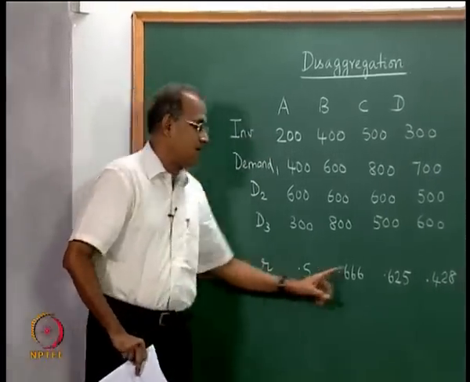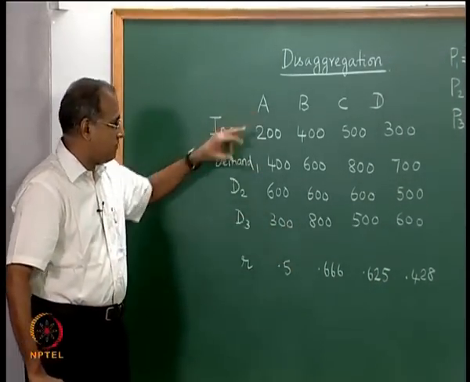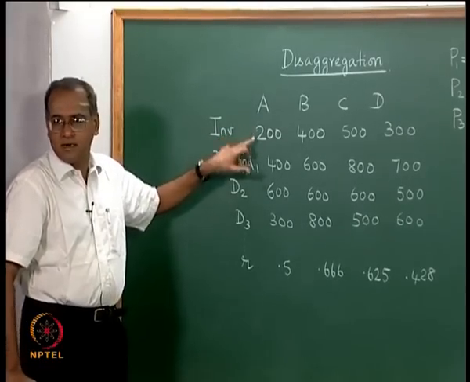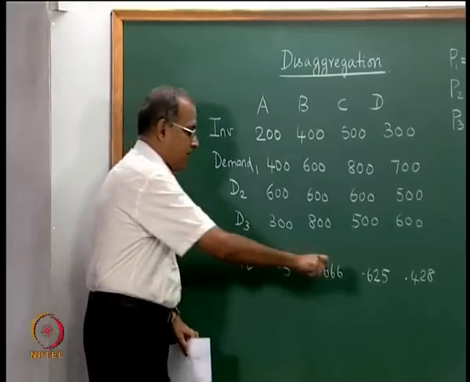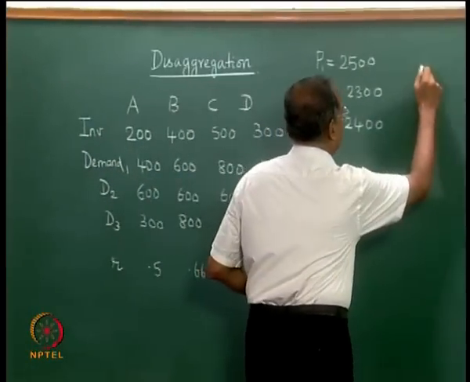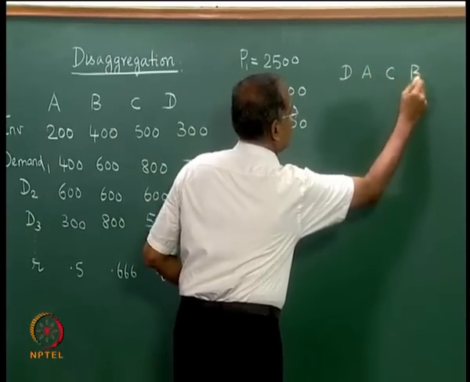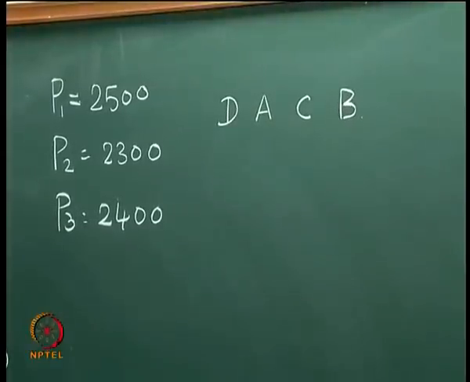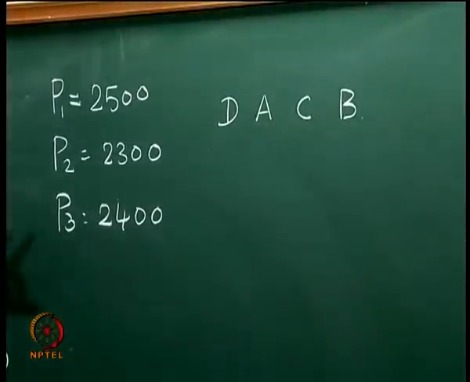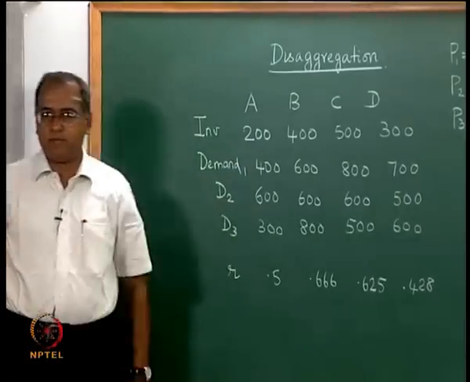So, we can calculate this R proportionately and correctly even when the inventory is higher than the first month's demand. So, we also know that we have decided on the order in which we will make it, which is D, A, C and then B. In the earlier models we assumed that all these values are the same, and the demand does not change with time.